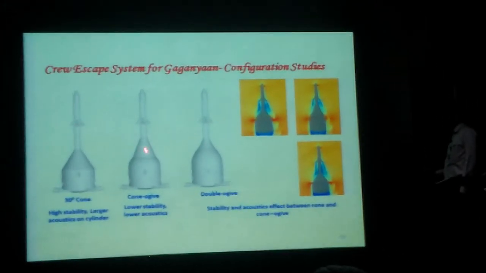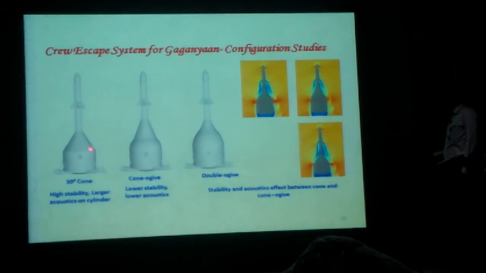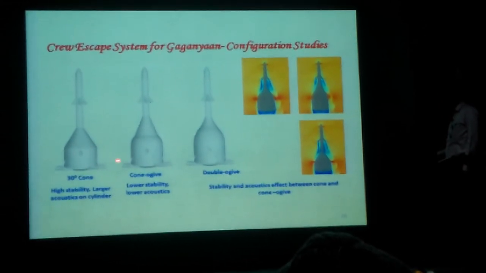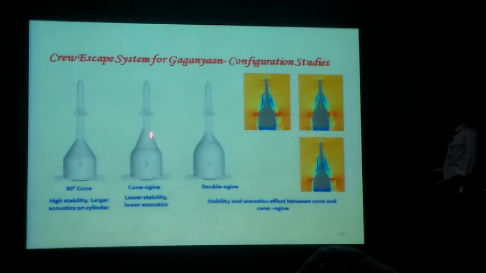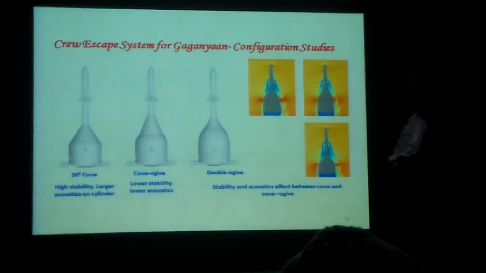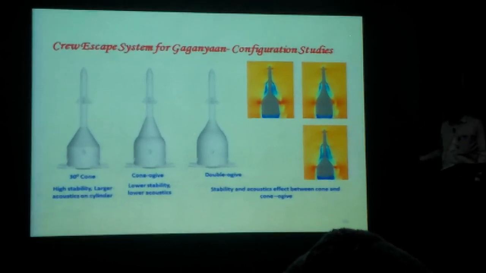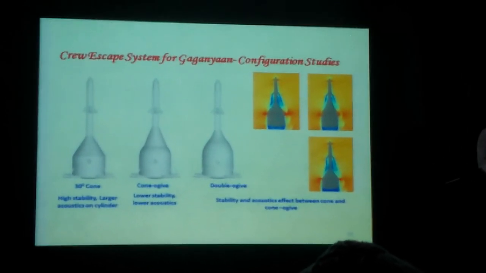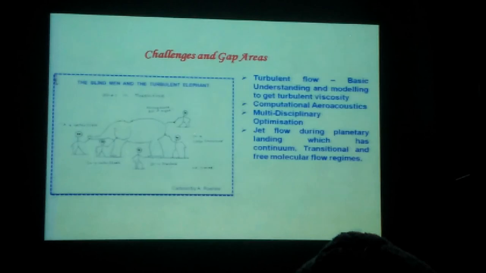And hence, at the same time, if you have this cone, there will be a shock formed here at, say, transonic Mach numbers, whereas this particular case will have lower acoustics. So you need to get both. You need to get stability as well as lower acoustics. So that is all the exercises that have been done. Computations are done with these configurations.